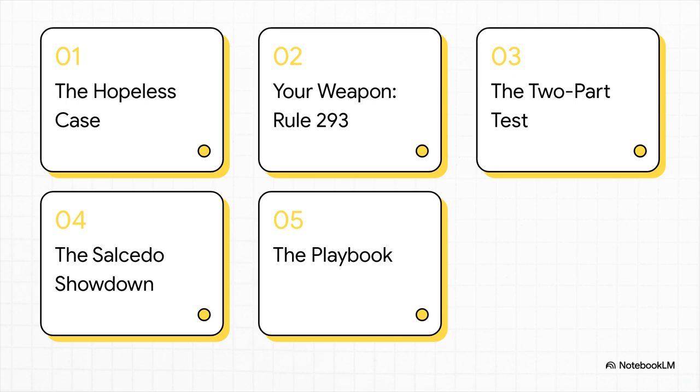First, we're going to define the problem you're trying to solve, the hopeless case. Then we'll get familiar with your weapon, Rule 293 itself. After that, we'll break down the absolutely critical two-part test, look at the landmark case of Salcedo that shaped it, and wrap up with a practical playbook you can take straight into your exams.